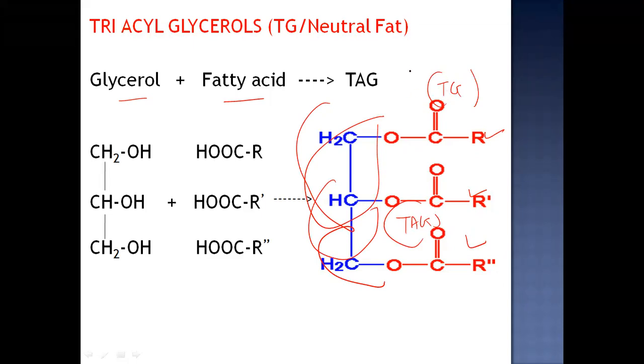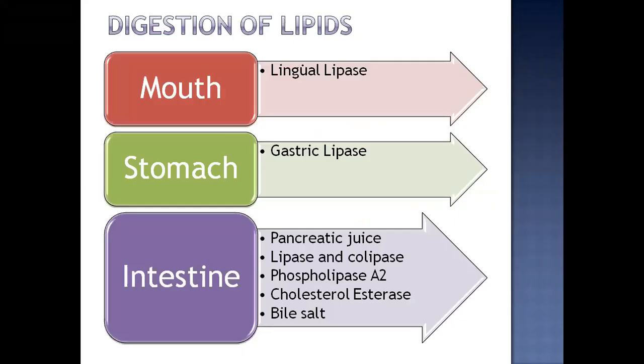So if there is a breakdown of this triacylglycerol or TG, obviously there will be release of two compounds, glycerol and fatty acid. Okay. So in the process of digestion, we have to convert this triglyceride which we take from the diet into glycerol and fatty acid. Main enzymes which are involved in this process.